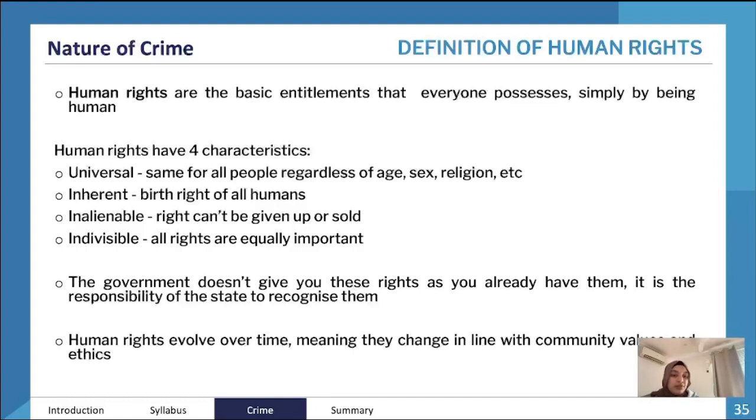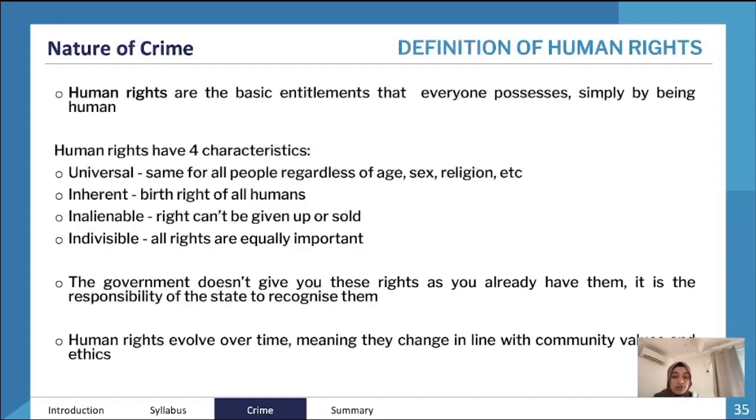Inherent. They are a birthright of all human beings. Every single person has access to these rights. They cannot be given up or sold, which is they are inalienable. You cannot alienate anybody from these rights, and they're indivisible, which means all rights are equally important. So the government does not give you these rights as you already have them. It is the responsibility of the state to recognize them. Again, they're inherent. It's not that the government says, okay, from today you have these rights. No, as soon as you are born, you have access to these rights.